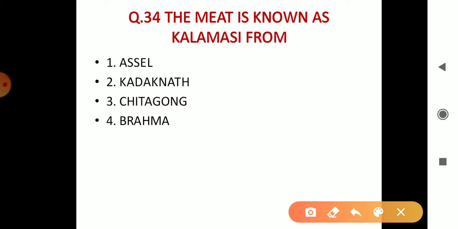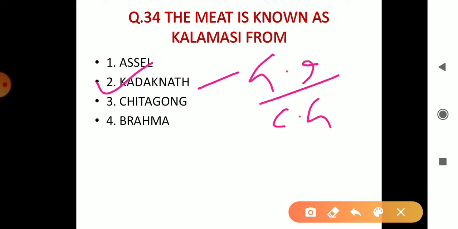Coming to the next one, the meat also known as kalamasi is from Kadaknath. This Kadaknath is a very important breed, and it recently got the GI tag from the Chhattisgarh government. This Kadaknath has a huge demand in the market, and the color of the meat is black.